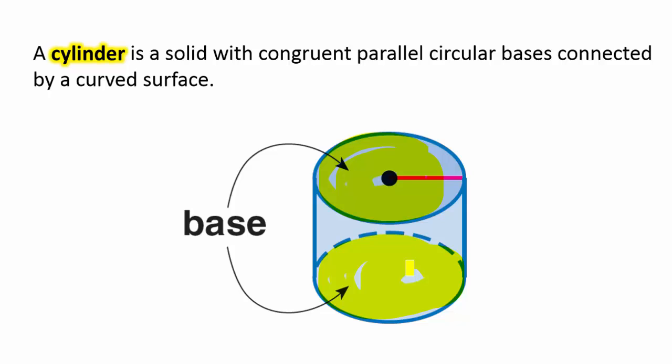One example that I can give you is probably like a roll of toilet paper. The top and the bottom are going to be your circular bases, and then the actual paper wrapped around it, that's just going to be a curved surface.